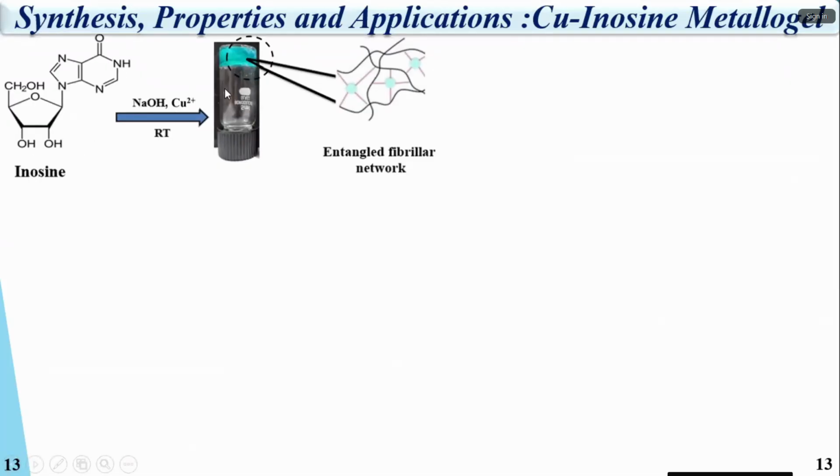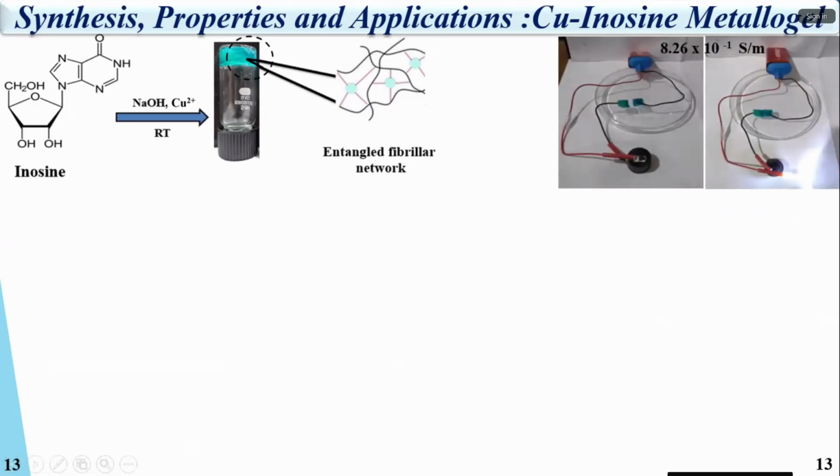The biomolecule is inosine, and we added NaOH and copper at different molar ratios at room temperature. After 4 or 5 hours, we get this self-standing metallogel, which has an entangled fibrillar network. Here is the electrical conductivity of this metallogel, which shows that it can also be used in electronic devices as a conductive material. Here, a circuit was connected: when the ends are apart, there is no blinking of this LED, and when they come close, the LED blinks.